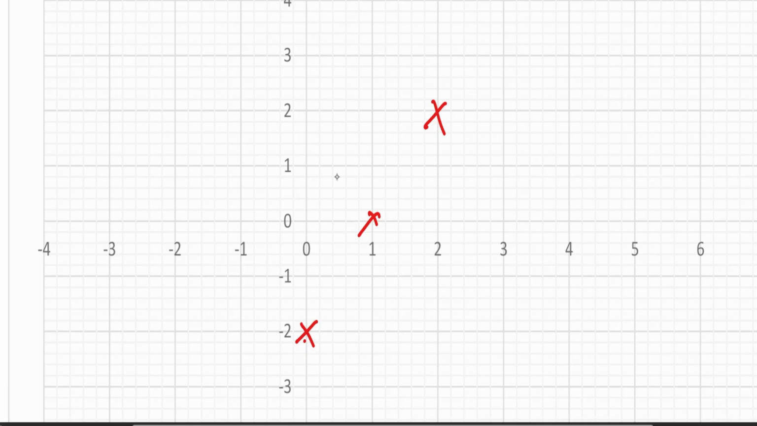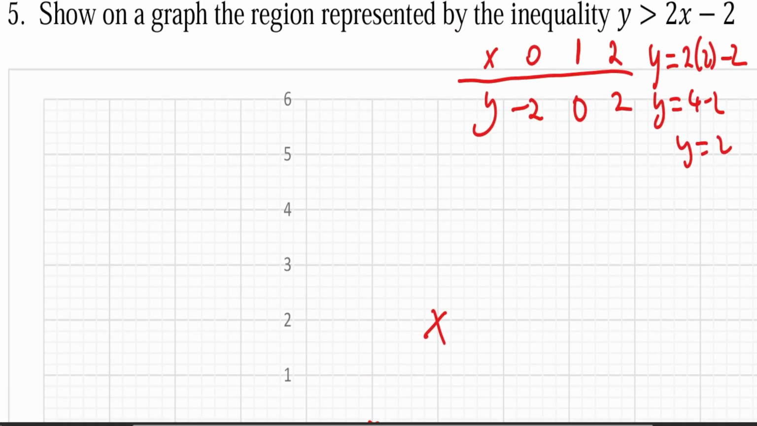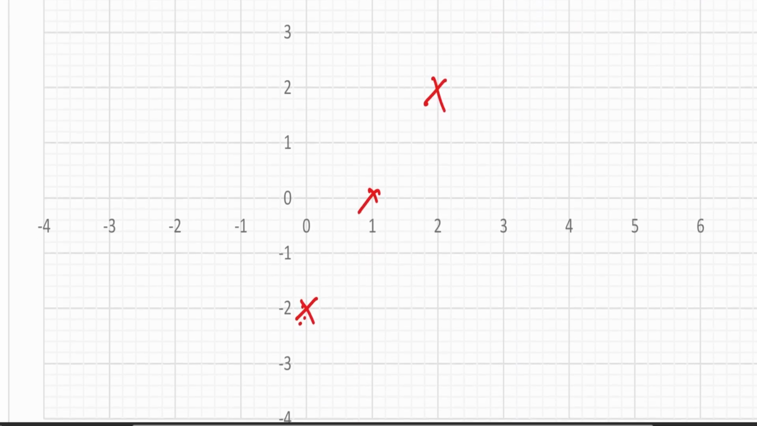Though my line might not be that accurate, but I'm trying. But before that, remember, is there a less than or equal to sign? No, there isn't. So your line should be dotted. So don't forget that. So it should be a dotted line, something like this. You can continue it to the top, but just remember your line is dotted.